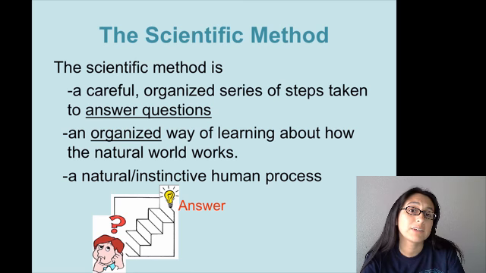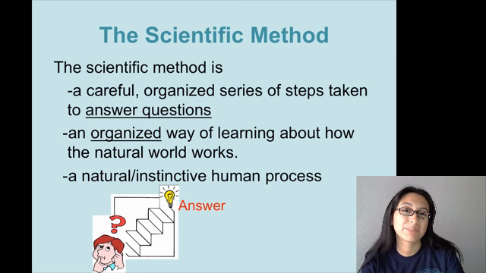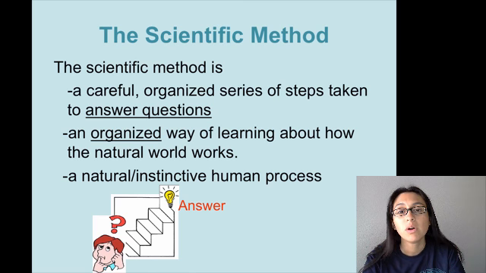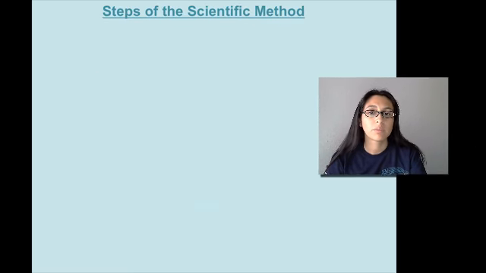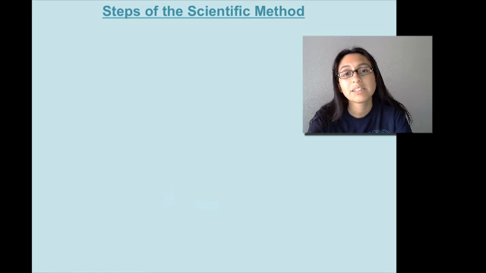And finally, last thing to remember about the scientific method is that it's a natural, instinctive human process. So it's not a series of rigid steps that scientists have just created to solve experiments. It's the way the human brain naturally gets to solve a problem or answer a question. So in every day-to-day life, you actually go through the steps of the scientific method in your head to solve problems and answer questions.